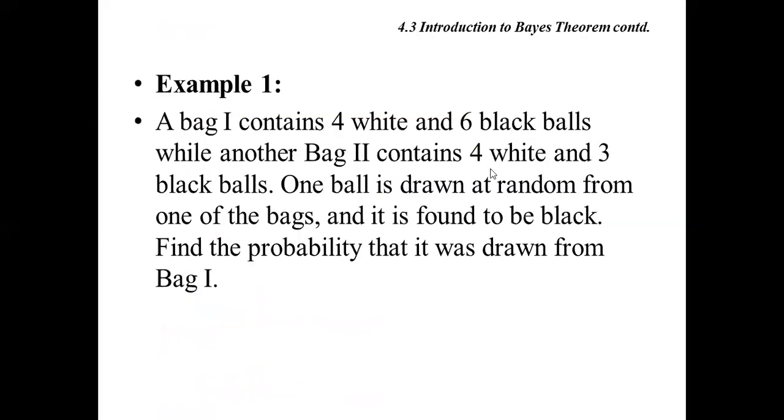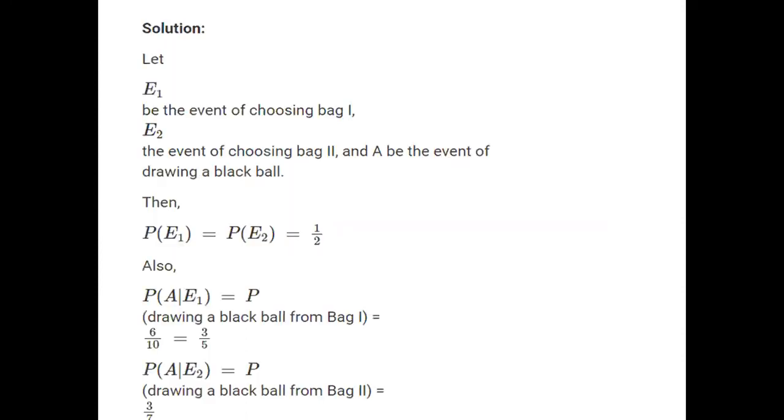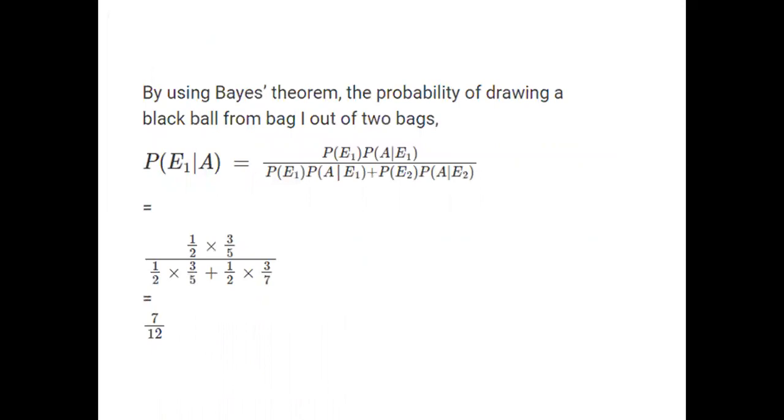So in bag 2, we have 4 white and 3 black balls. It means there are 7 balls in total, so the probability of black is 3 by 7. Okay, so this is the event. Now we wanted to calculate, if event A has already occurred, then what is the probability that event E1 might have occurred? So for this purpose, again we use this formula.